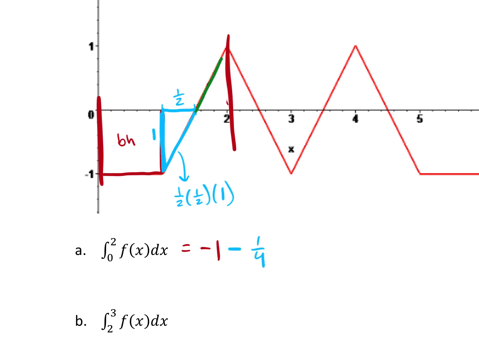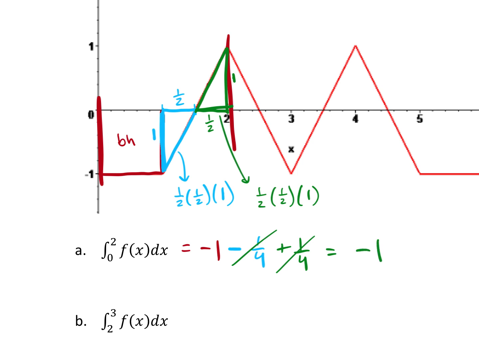And then we also have our triangle up here. So this one also has a base of 1/2 and a height of 1. So our area for this triangle would be 1/2 base times height, so 1/2 times 1/2 times 1, which would be 1/4. Since this one's above the x-axis, it's positive 1/4. So when we add these together, negative 1/4 and positive 1/4 would just cancel, so we get 0. Any questions there?